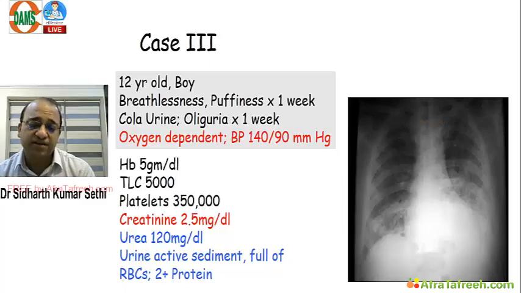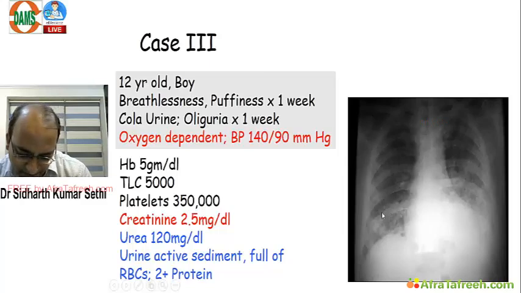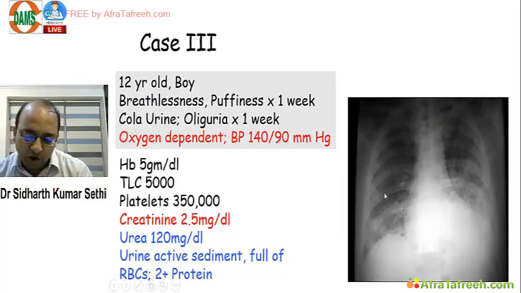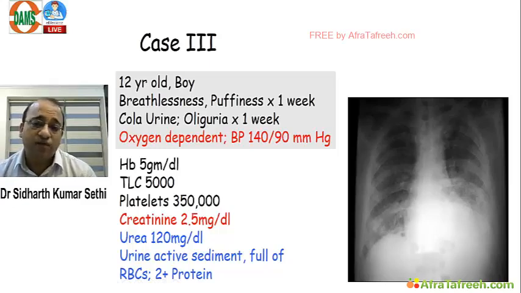Here's the X-ray, guys. Can you see some fluffy opacities? Bilateral lower lobes. I can see a lot of fluffy opacities in the bilateral lower lobes. This could be edema. However, hemoglobin is 5. He is dependent on oxygen.